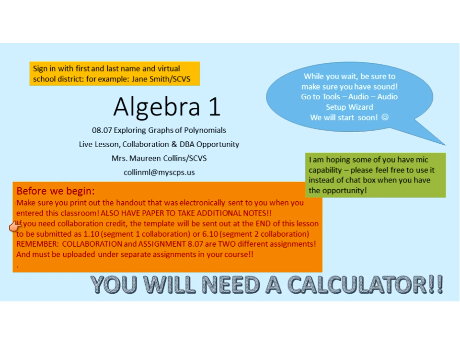If you need collaboration credit, how do you know if you need it? Well, you go to your grade book. I might have some segment 1 people in here, but I think I mostly have segment 2. You go to your grade book and see if you have 6.10 graded yet. If you don't, then you do need collaboration. If you're in segment 1, then that collaboration would be 1.10. Remember, you only need to do 1 per segment. I do want to emphasize that the collaboration and assignment 8.07 are 2 completely different assignments, and they must be uploaded under separate assignments in your course.